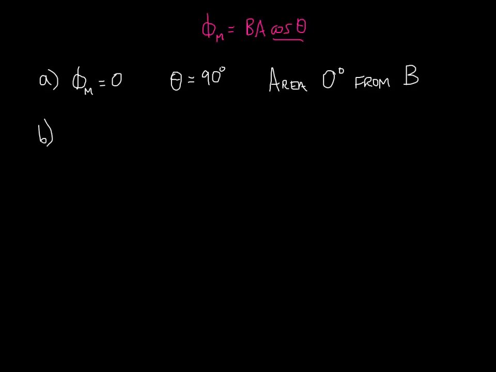In part B, what is the maximum value of the magnetic flux that can pass through the loop? So the maximum value would occur when the cosine of theta is equal to 1. So the maximum value is just going to be B times A, which in this case, the B was given as 2 Tesla times the area. It's a square loop, 50 centimeters on each side, which is 0.5 meters. So 0.5 squared, and that gives you a magnetic flux of 0.5 Webers.